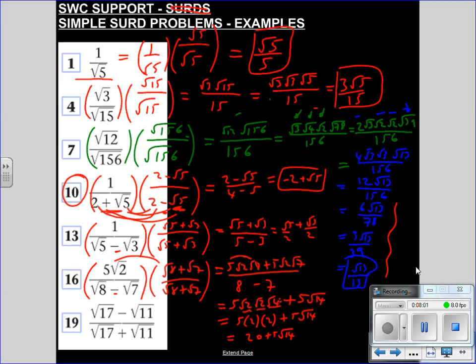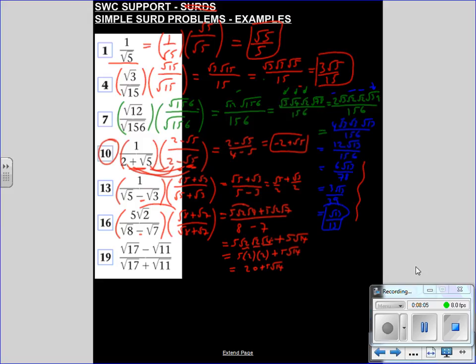And we could do number 19 as well. So like I said, lots of examples. Literally no real excuse not to get this right. So root 17 minus root 11, root 17 plus root 11, same again. So we'll times by the negative this time, top and bottom, and we're there.